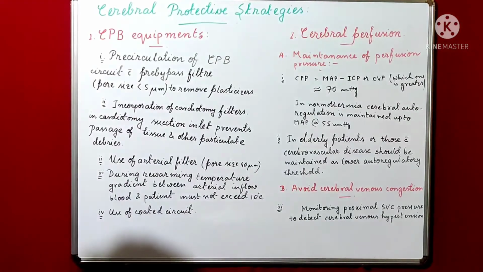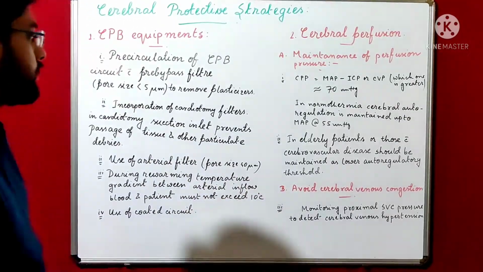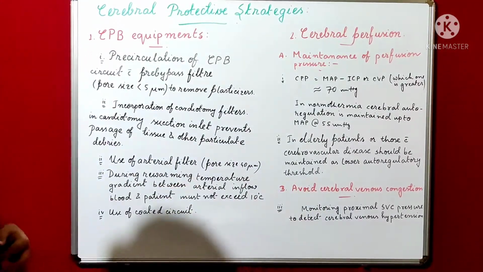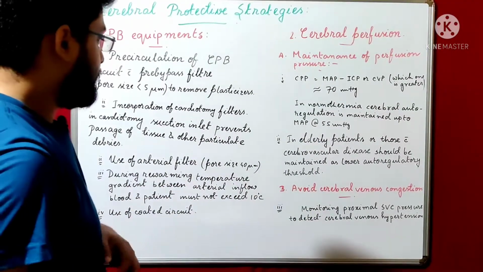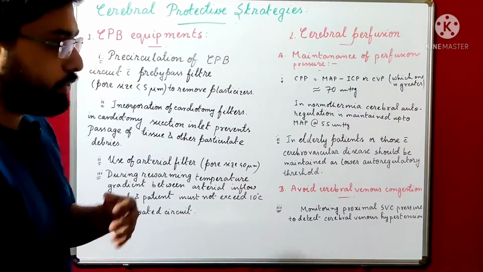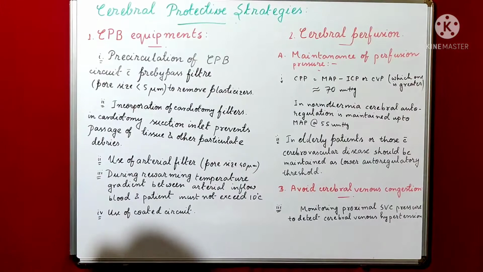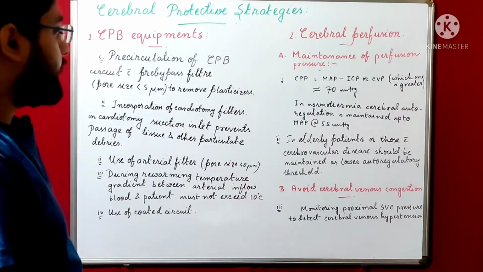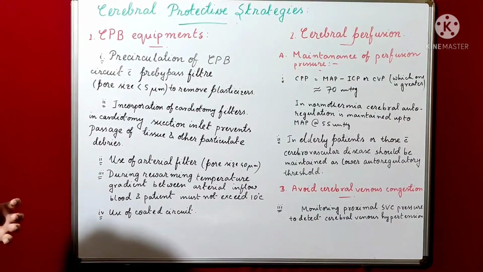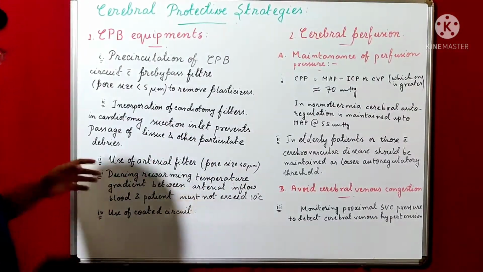Next is incorporation of cardiotomy filters in the cardiotomy suction inlet. We all know that cardiotomy suction sucks blood from the operative field, and it contains tissue debris, calcium debris, and other particulate debris. The cardiotomy filter will prevent passage of those things to the patient circulation. Next, use of an arterial filter. The pore size of the arterial filter is 40 micrometer. Again, the arterial filter also prevents circulation of any microparticles into the patient.